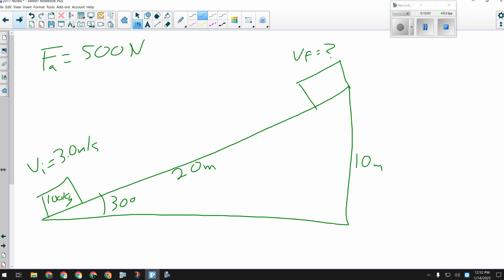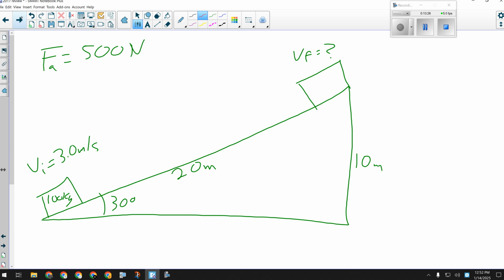Okay, this would be what kind of a question? I've got a mass at the bottom of the ramp and it's being pushed up the ramp, right? The force being used to push it along and up the ramp is 500 newtons. The ramp is 20 meters long. When it gets to the top, it's 10 meters higher than it was at the bottom. What kind of question is this?